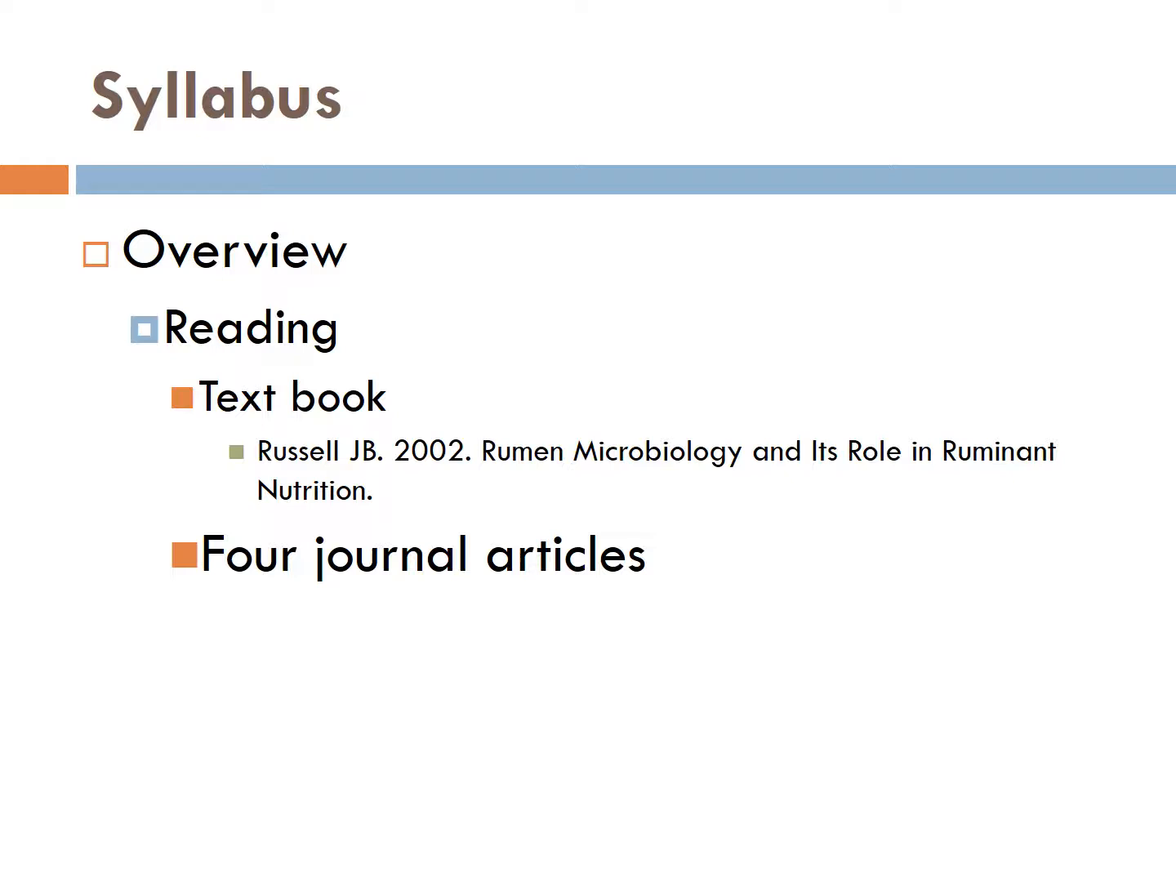You have two types of reading in this course. One is a textbook by Jim Russell, Rumen Microbiology and its Role in Ruminant Nutrition. This textbook is available online, and the link is in your syllabus. We'll also discuss 4 journal articles, and the titles of these articles are in your syllabus as well.